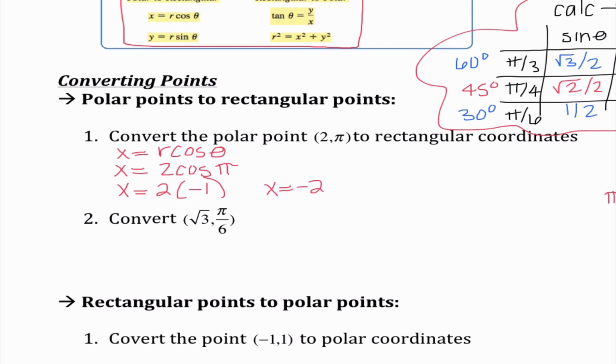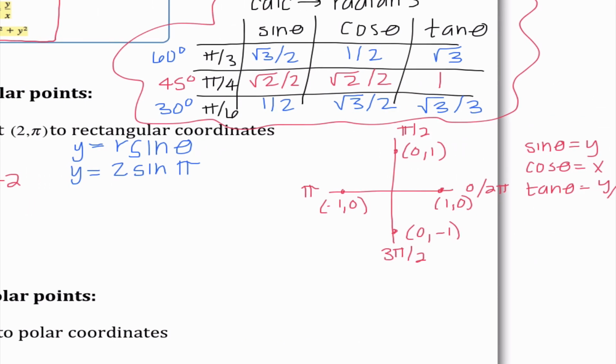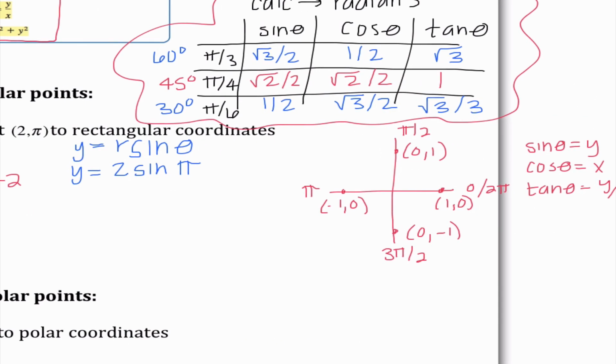Now we also need to find the y value. So the y value is equal to r sine theta. So we said our r is 2, and theta is pi. Looking back over here, we know sine is the y value, so sine of pi is 0. So I get y equals 2 times 0, so y equals 0. So this is an ordered pair of -2, 0.